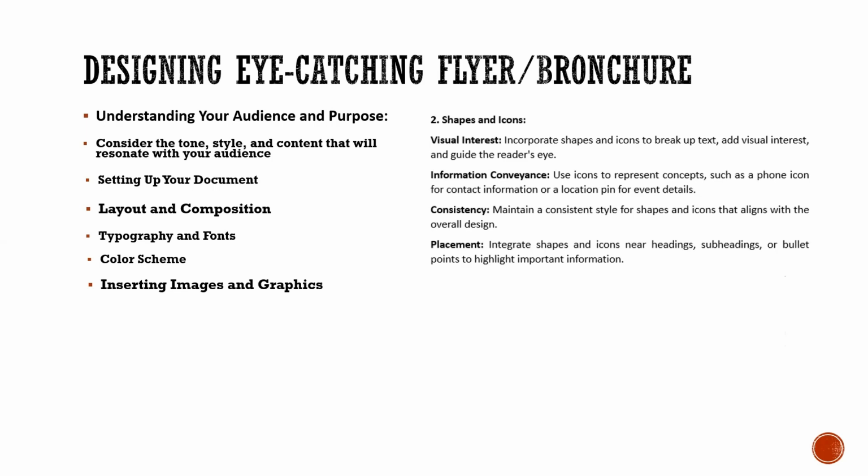Then the third is to be consistent. Maintain a consistent style for shapes and icons that aligns with your overall design. Just make it consistent. When you put in variation, you cause your viewers to be thinking which is which. Then placement. Integrate shapes and icons near headings, subheadings, or bullet points to highlight important information. You understand? So when you are placing them, it should be near the headings, subheadings, or bullet points.